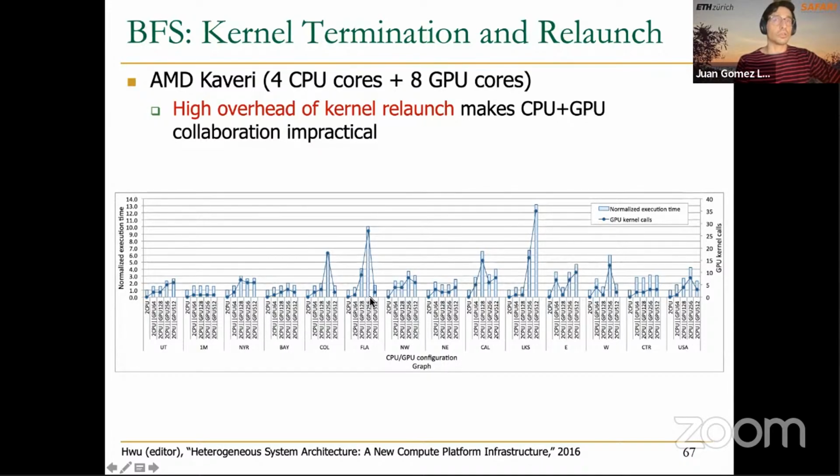And what you can clearly observe is that the blue line that corresponds to the number of GPU kernel calls. Remember, after each iteration, we terminate the kernel and launch a new kernel. So the number of kernel calls is completely related to the normalized execution time. And what we can observe here, and actually this happens for all configurations and for all graphs that we use in the experiment, is that there is no benefit from the collaborative implementation.